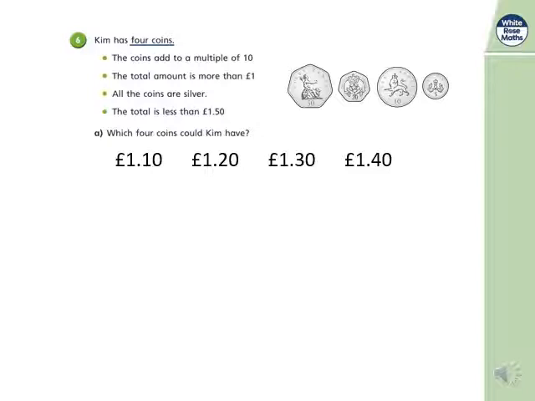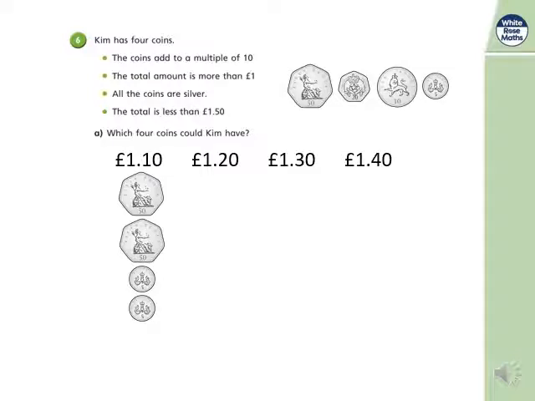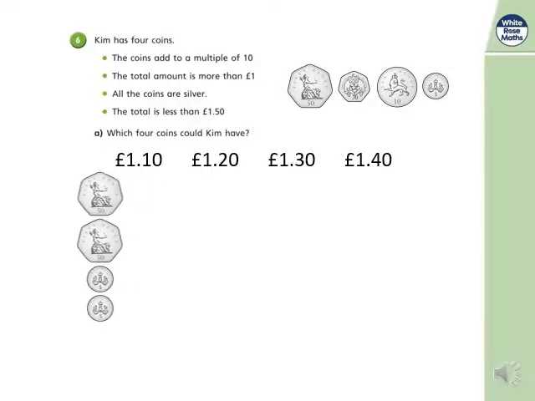Kim has 4 coins. So let's look at how could we have made, using 4 coins, £1.10. Only the silver coins there. So to make £1.10 we could have done 50p and 50p and 5p and 5p. There we've got silver coins and we've used 4 of them.